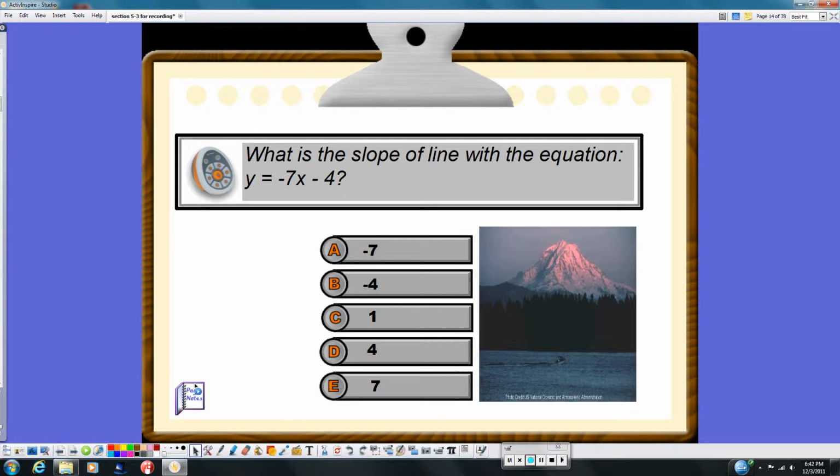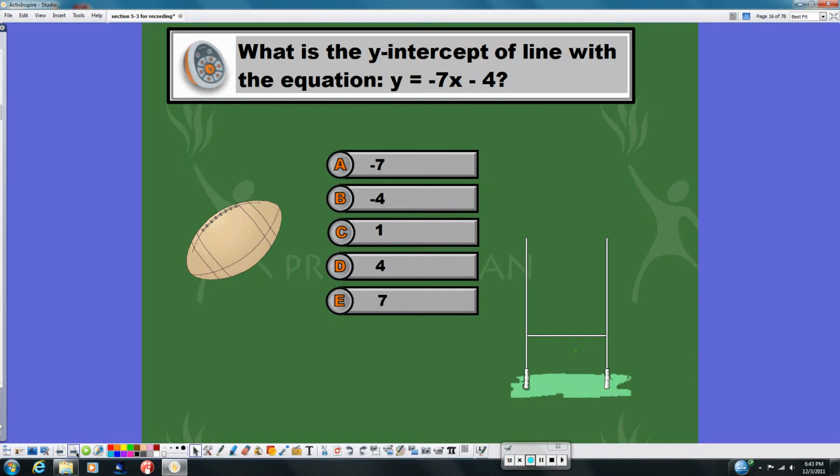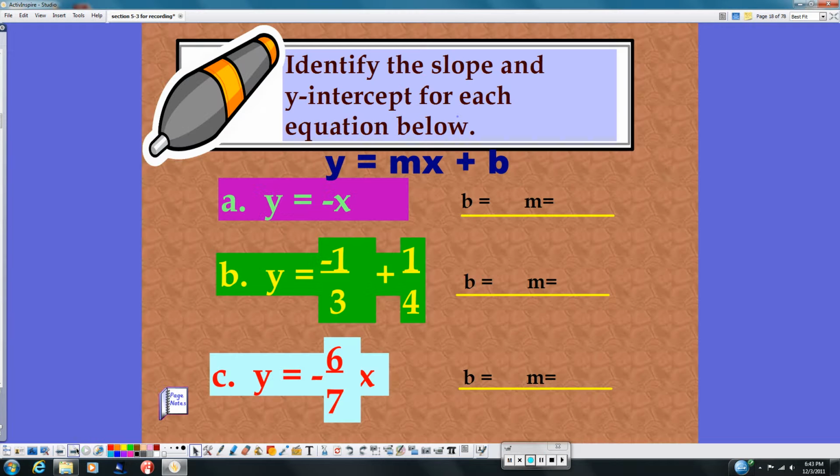Looking at this equation, y equals negative 7x minus 4. What's the slope? Well, if you match it up with our equation, y equals mx plus b, the negative 7 is in the place of m, so our slope is negative 7. Looking at the equation y equals negative 7x minus 4 again, what is our y-intercept? Again, matching it up to y equals mx plus b, the negative 4 matches up with b, so negative 4 is our y-intercept.